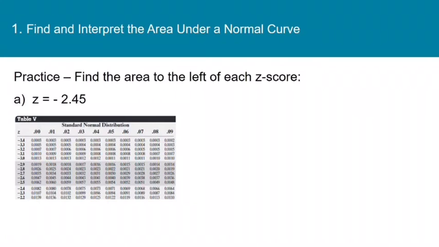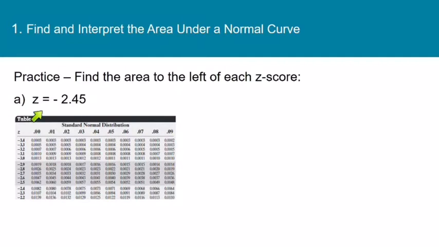Now finally we'll get to do a few practice exercises where we'll get to practice finding the area to the left of a z-score, to the right of a z-score, or between two z-scores. So what I want you to do for each one is, with paper and pencil, sketch the graph yourself and then use the table to look up the appropriate area.